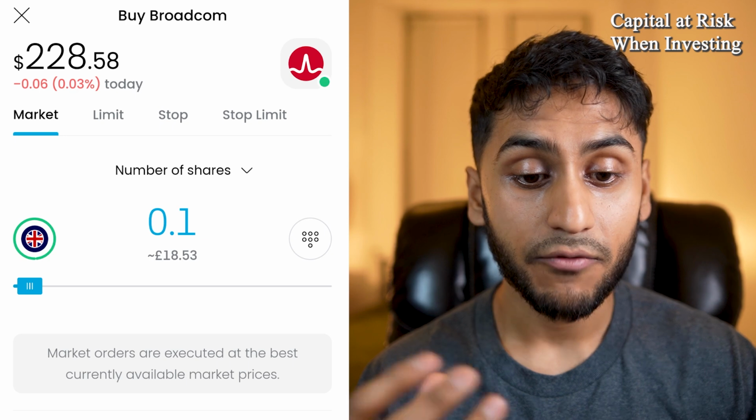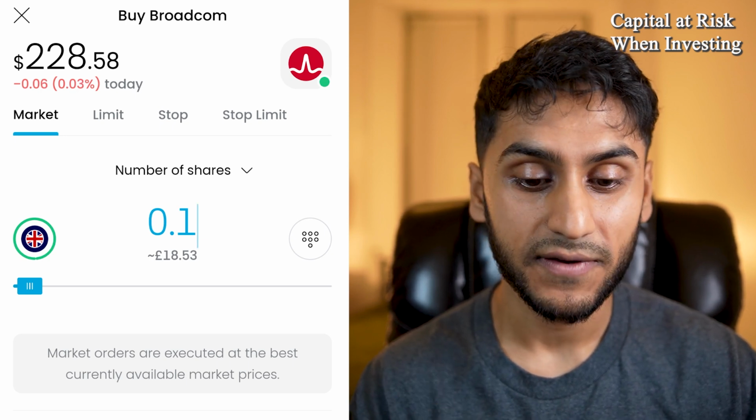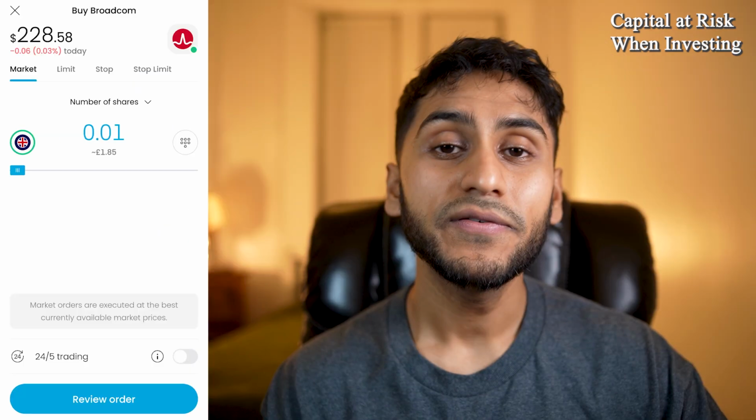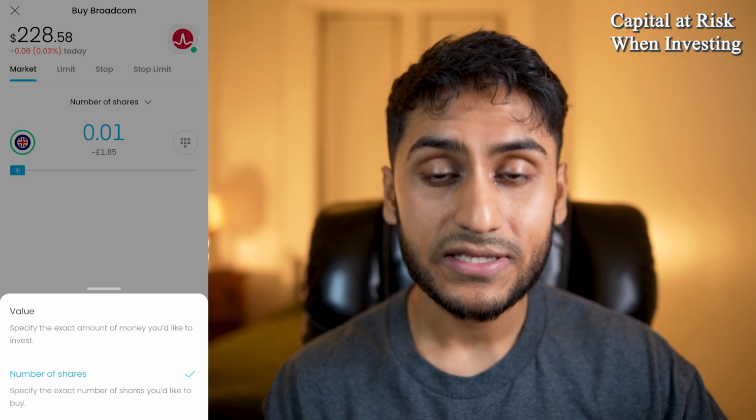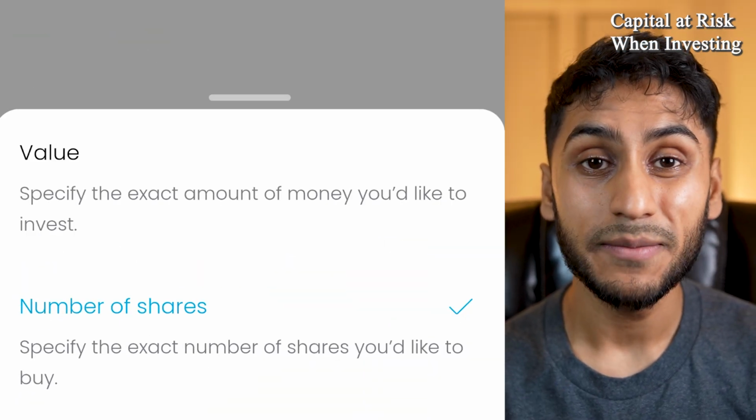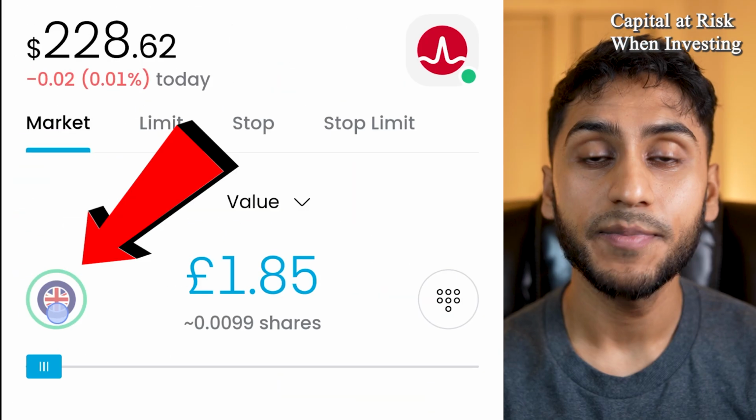So that will set you back roughly around £18 or $22.85 roughly. You can even go lower than that, for example, 0.01 shares. If you don't want to buy in shares, the other way is to specify the value that you are willing to pay, so the amount in pounds or dollars. Like I showed you in the beginning, I only hold pounds, so Great British pounds. But if you held United States dollars, you can change it by pressing this button over here.